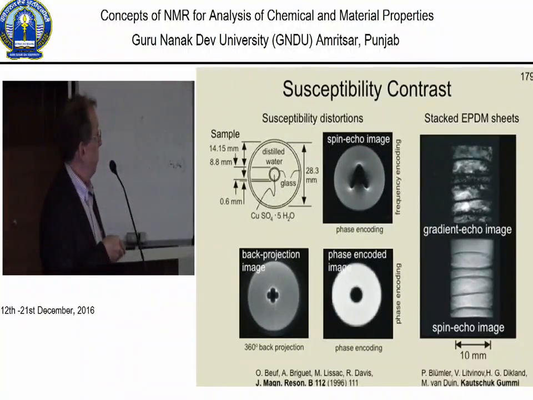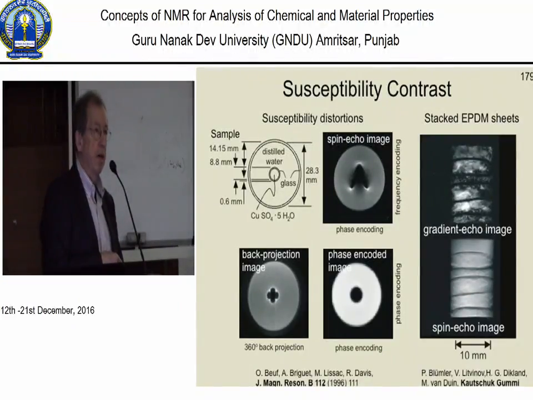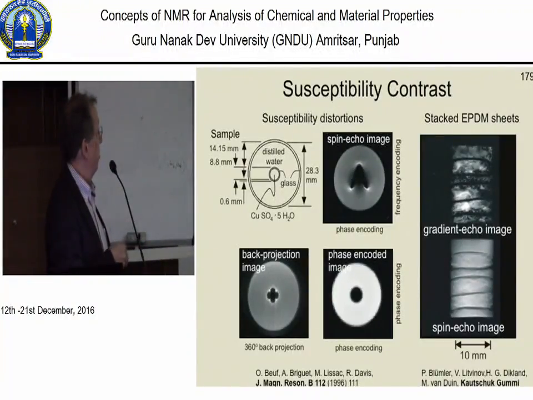So this was a sample where there was several layers of rubber on top of each other. And these are the same sample, but different imaging methods. That's kind of surprising that different imaging methods give you different images. But the reason is that the artifacts in the imaging methods are different. 3 imaging methods, 3 different types of artifacts.